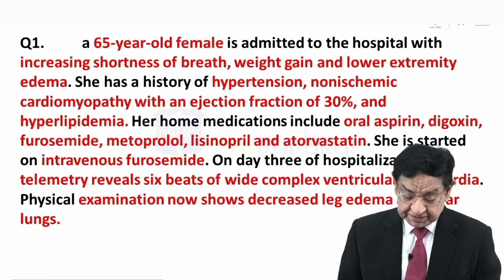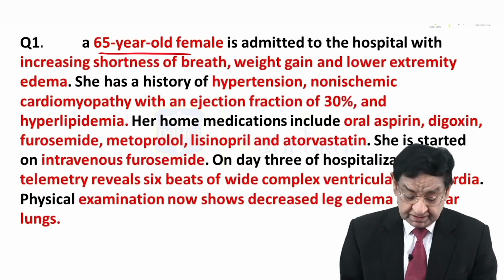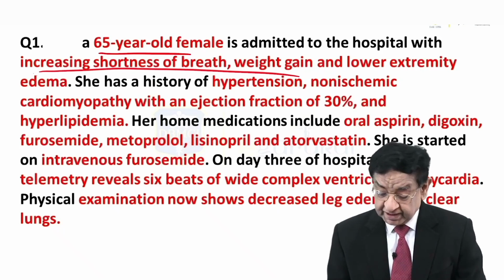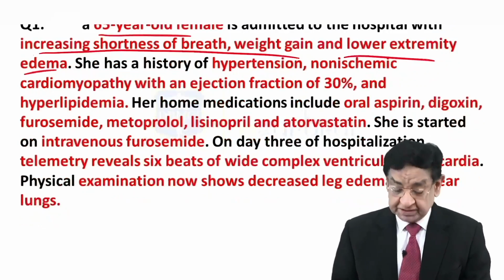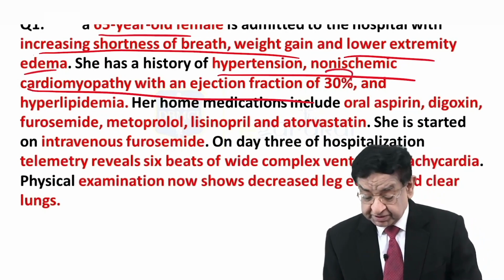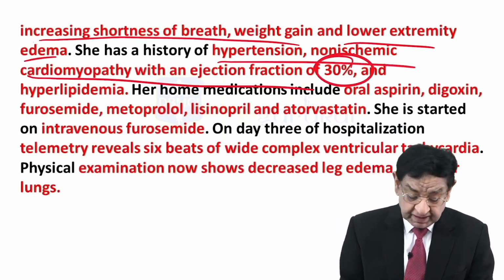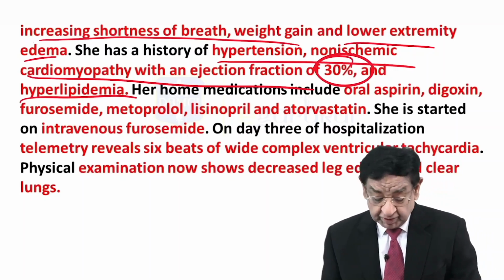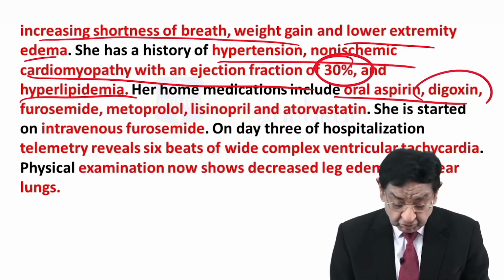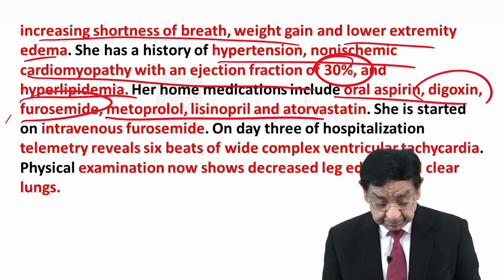So we have a 65-year-old female admitted to hospital with increasing shortness of breath, weight gain and lower extremity edema. There's a history of hypertension, nonischemic cardiomyopathy with an ejection fraction of 30%. Definitely this is a very, very low ejection fraction. Hyperlipidemia is there. She's taking oral aspirin, digoxin, oral furosemide, metoprolol, lisinopril and atorvastatin.